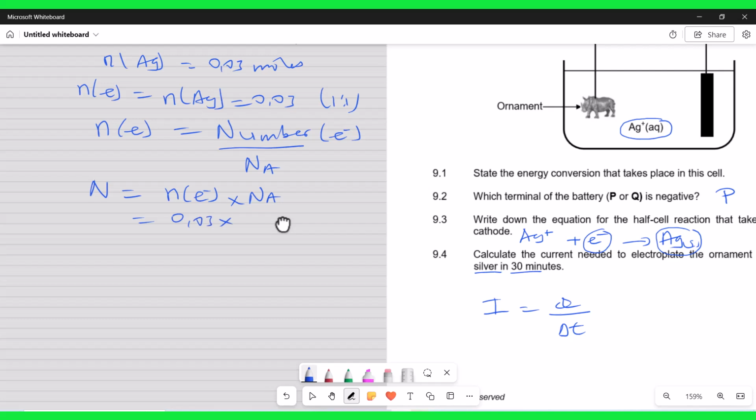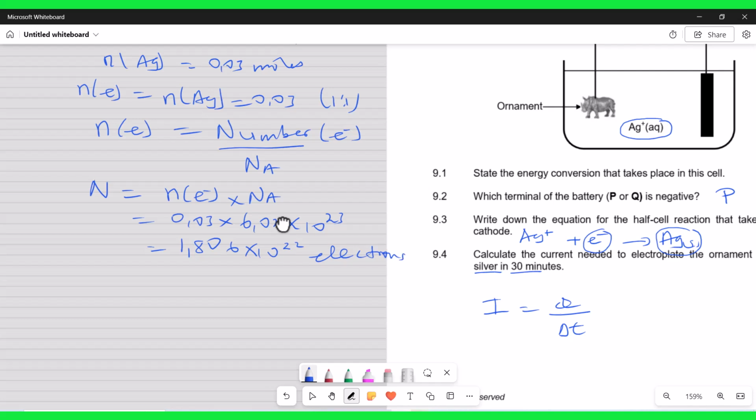What about Avogadro's constant? We know it is 6,02 multiplied by 10 to the power 23. So calculators, what do you get there? My calculator gives me 1,806 times 10 to the power 22 electrons. Now these are the number of electrons.